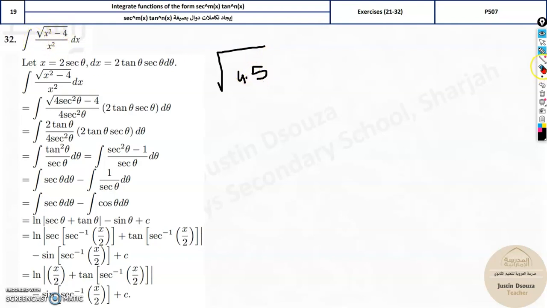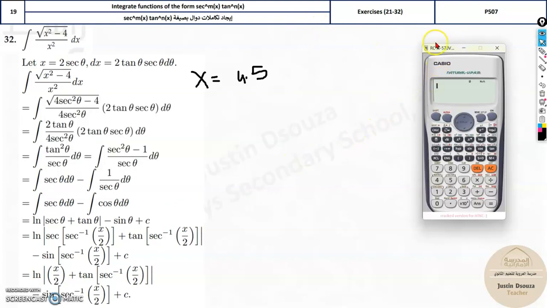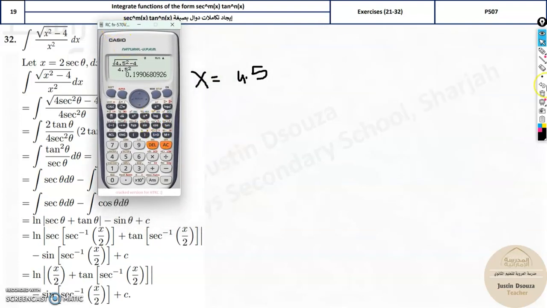So let me take x as 4.5. X is equal to 4.5. I can take 2.5 as well. It's up to you guys. You can just take a random value, but make sure you will get an answer. Now the square root, let me just do the fraction. Square root of 4.5 square minus 4 divided by 4.5 square. What is the answer? Let's write the decimal form. So the answer is 0.19906. Okay, this is enough.